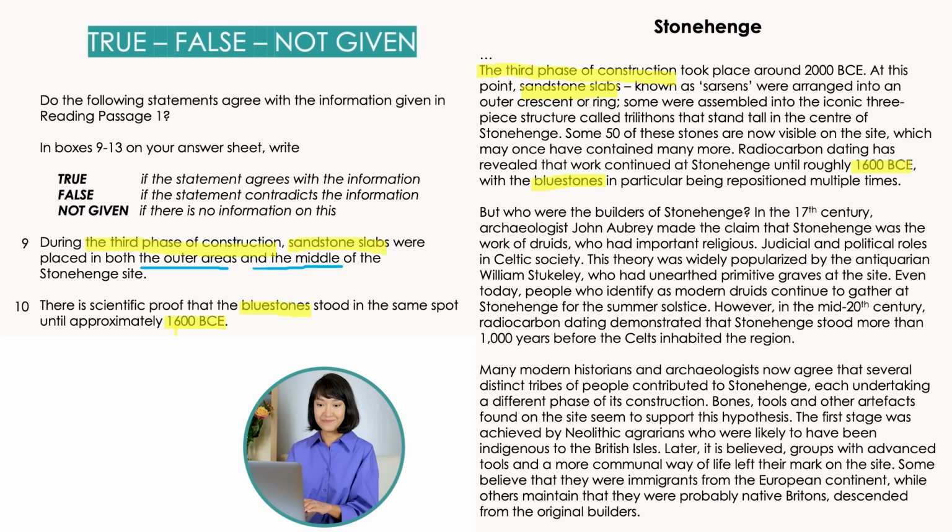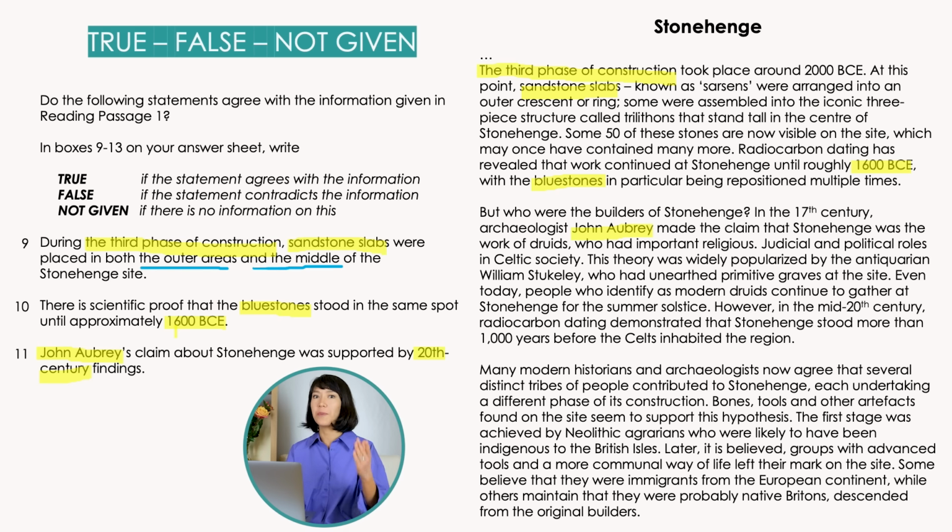And the third, John Aubrey's claim about Stonehenge was supported by 20th century findings. Can you see keywords? There are two, right? The name and the date. And indeed, I can see the name here, but probably the whole paragraph is about him. But the date is actually at the end, so probably the answer is closer to the end of the paragraph. That's how it works. Let's continue.